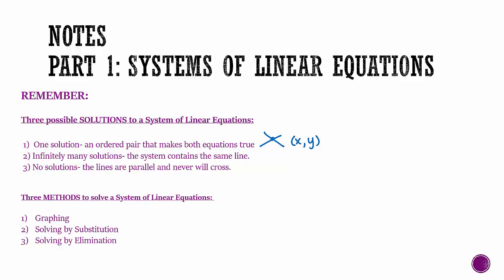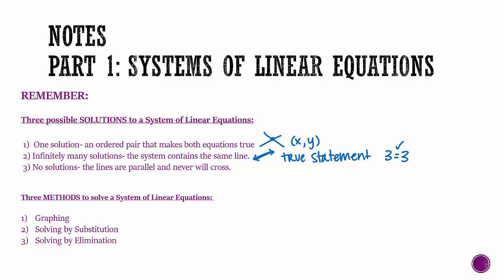This is when the system contains exactly the same line. So remember, you draw it and then you draw the exact same line on top of it on a graph. This time we're going to get something called a true statement. So you'll start solving and you'll get something like 3 equals 3, which we know is true.